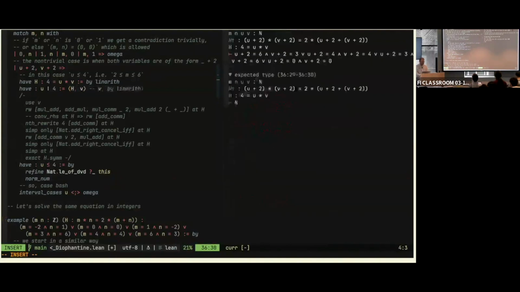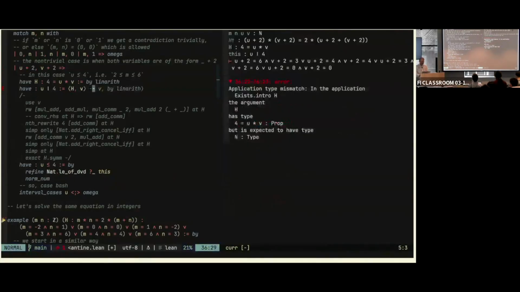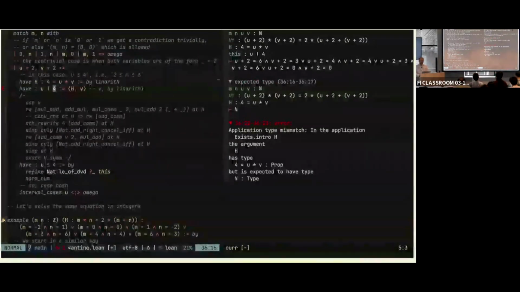Exactly. So if we put HV, the answer is H. The argument H has type 4 equals U times V. It's expected to have type N. So does Lean know that for a division statement, the witness should be getting the other factor? Is that what's happening here? Yeah, that's how it's defined. In this case, it's the V such that V equals 45 to H. I'm not sure I understood your question.